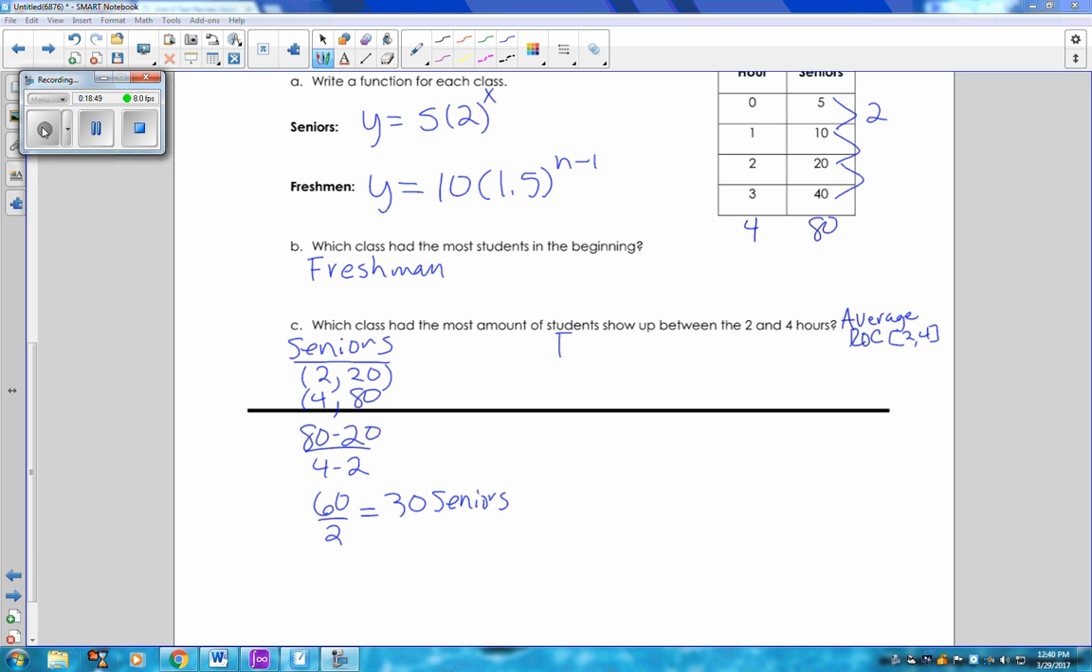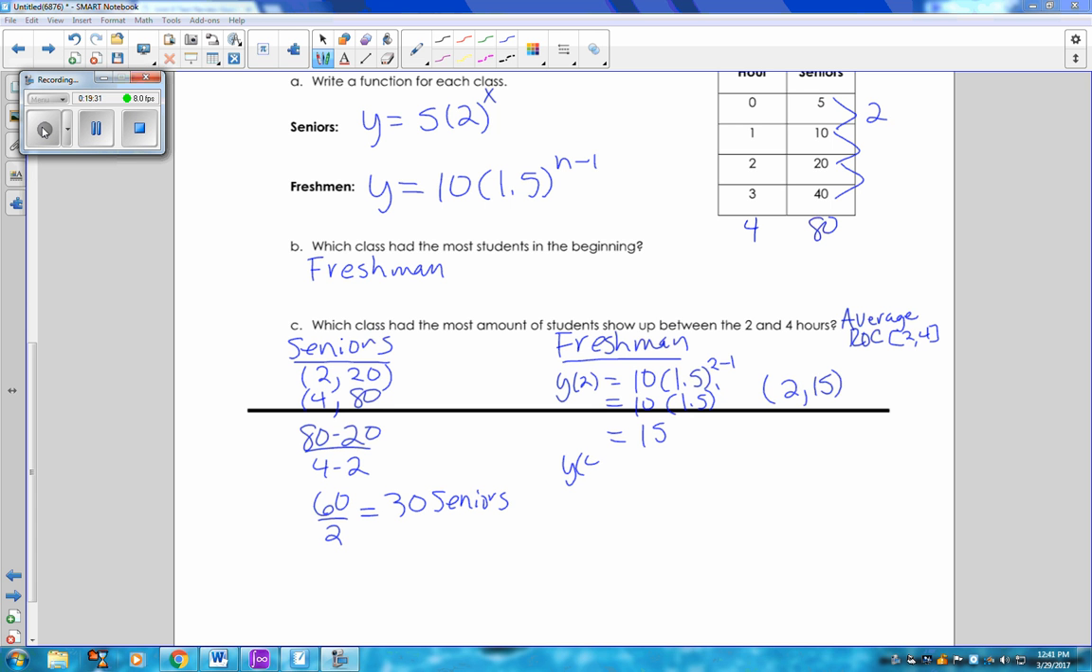Now freshmen, I don't have a table for, so I'm going to have to do a little bit more for this. Again, I could have used the equation for the seniors also. I just thought it was easier to use the table. For the freshmen, I'm going to put in a 2. So I'm going to find y of 2. That means I'm going to input a 2 into that equation. So I have 10 times 1.5 to the 2 minus 1. First subtract 2 minus 1, and that gives you 1. And then 10 times 1.5 would be 15. So this is the ordered pair (2, 15).